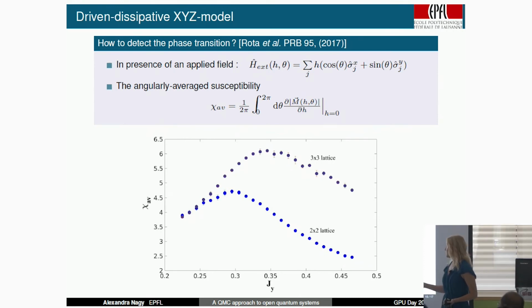These results are in agreement with Cristiano's result, and we also expect that once we have larger system sizes, we can do a finite size scaling of the maximum of the peak, and we can get a critical exponent out of it.